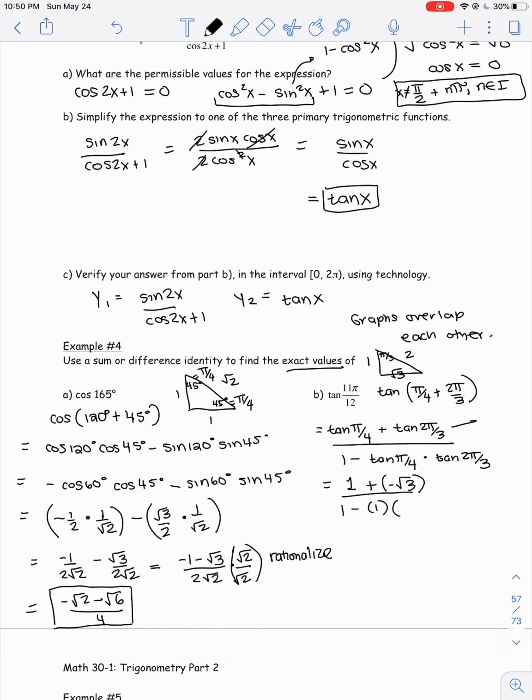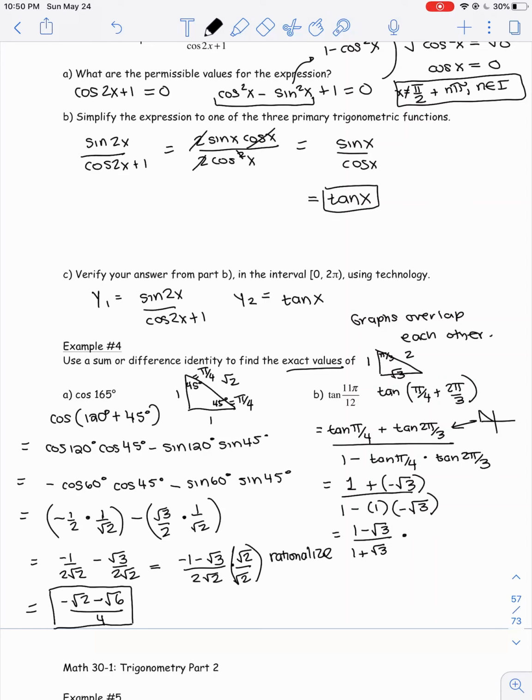The reason being is 2 pi over 3 is in the second quadrant, so that would occur in quadrant number 2, and tan is negative in quadrant number 2. So we need to write negative square root of 3 as well for the bottom, which is tan 2 pi over 3. Once you have that, you're just simplifying, so it's going to be 1 minus square root of 3 over 1 plus square root of 3.